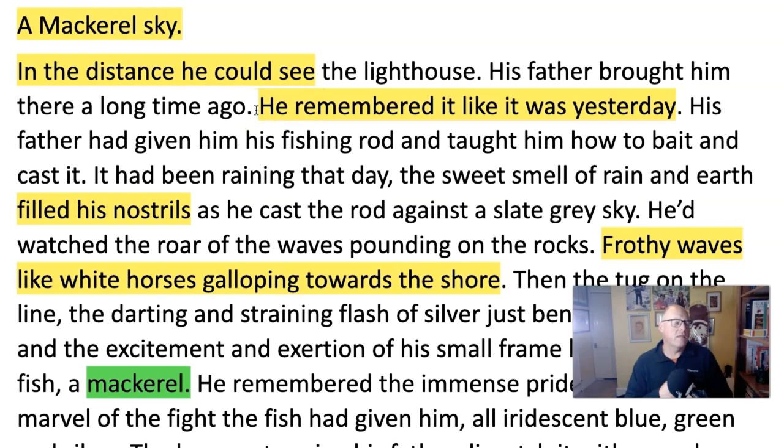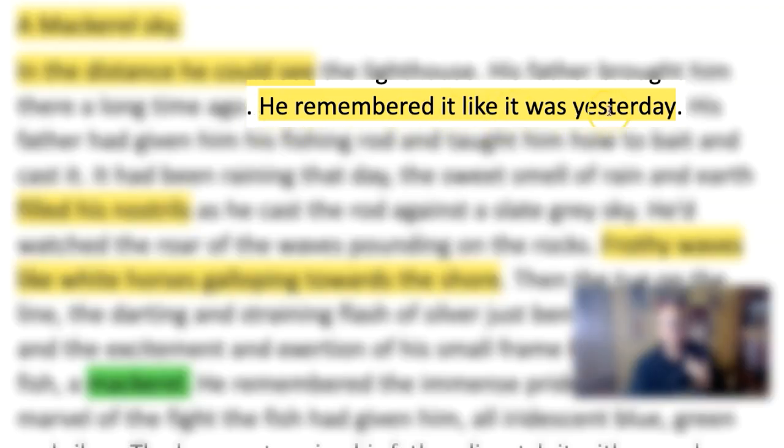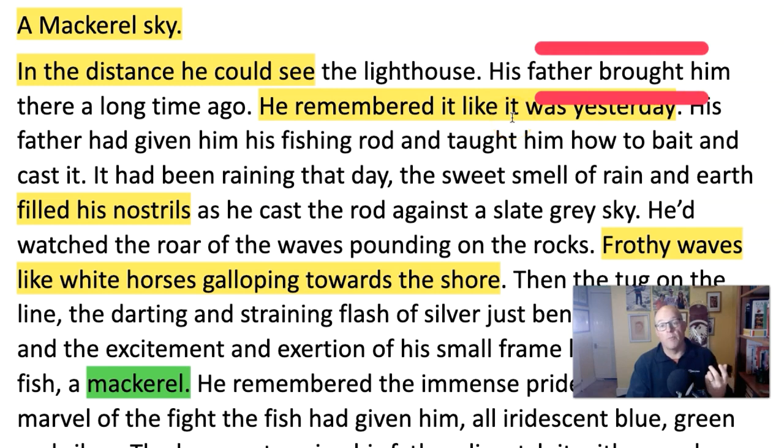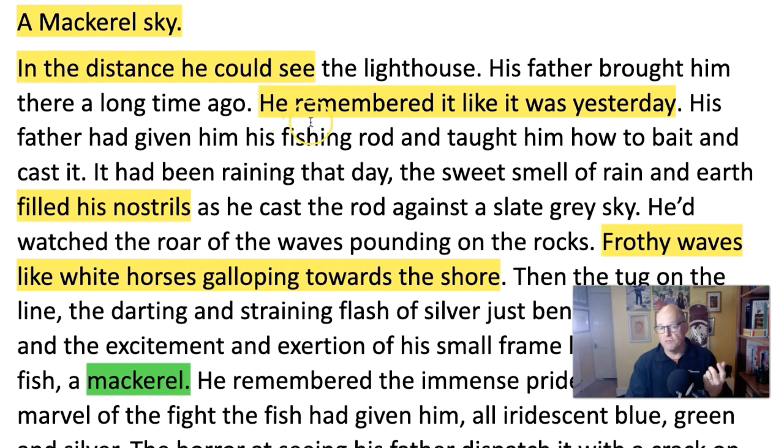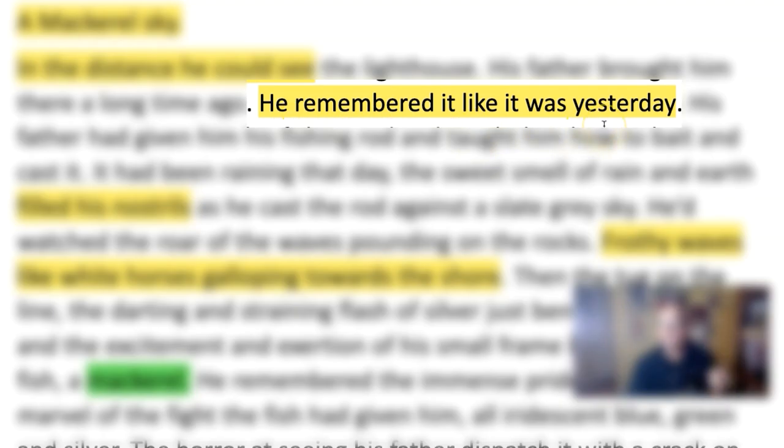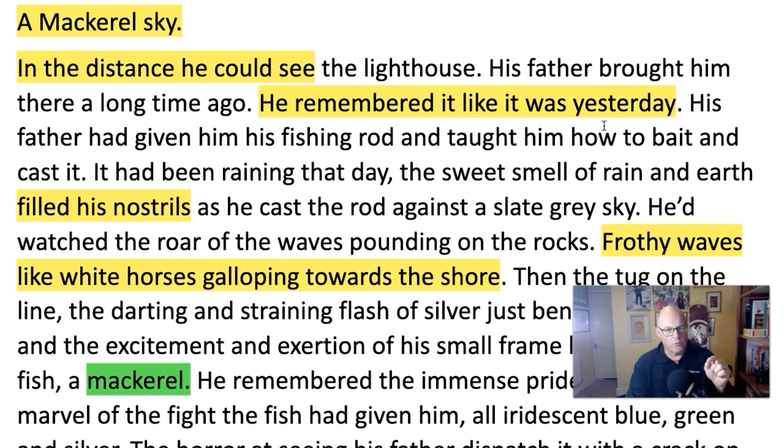The third way that description goes wrong is when you tell us something we already know. He remembered it like it was yesterday. Well, we know it's a memory, don't we? Because you've put it in the past tense here. His father brought him here a long time ago. The fourth problem is cliche. Have you heard this phrase before? Like it was yesterday? I think you have, so don't use it.